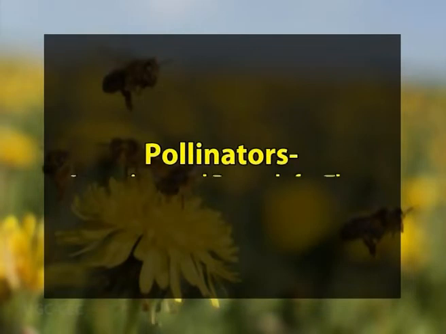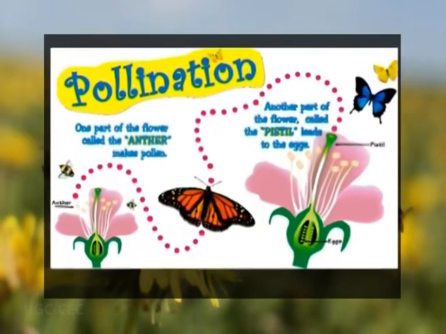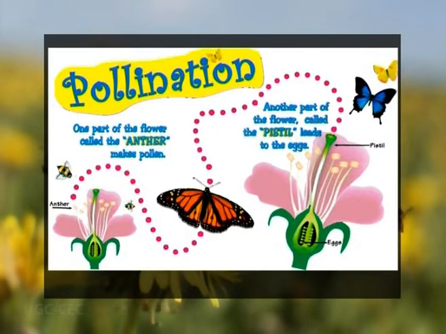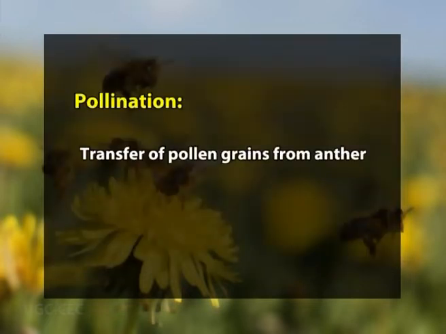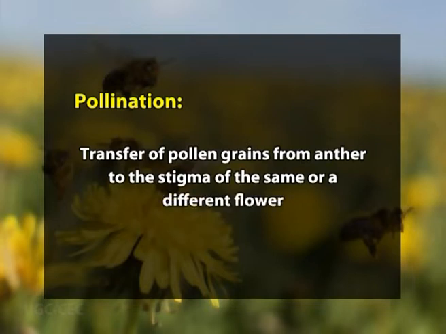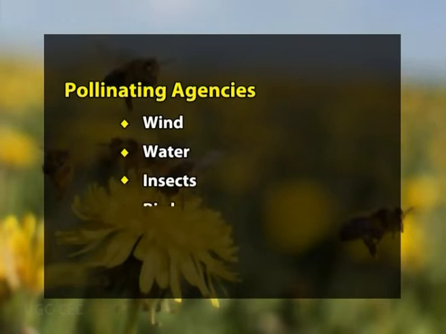Today I am going to talk about pollinators, attractions and rewards for them. Pollination is an extraordinarily important event in the sexual reproduction of flowering plants. Pollination is the transfer of pollen grains from anther to the stigma of the same or a different flower. This transfer is brought about by many agencies such as wind, water, insects, birds, bats and other organisms.